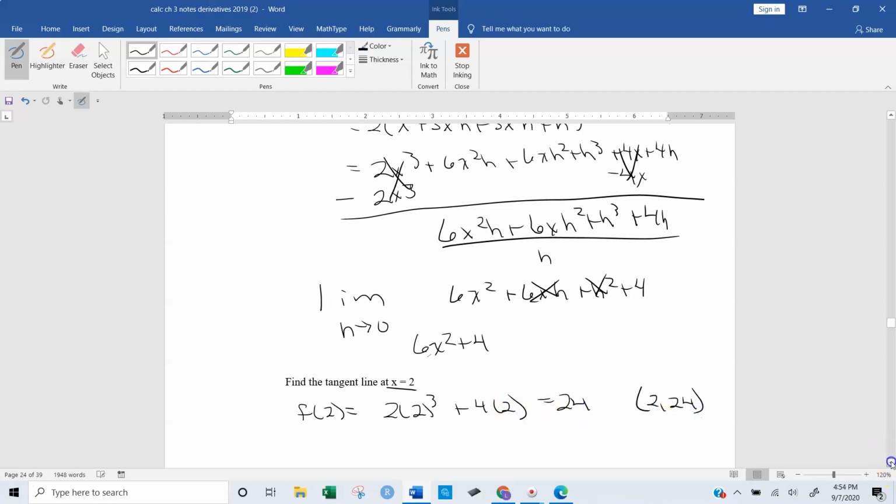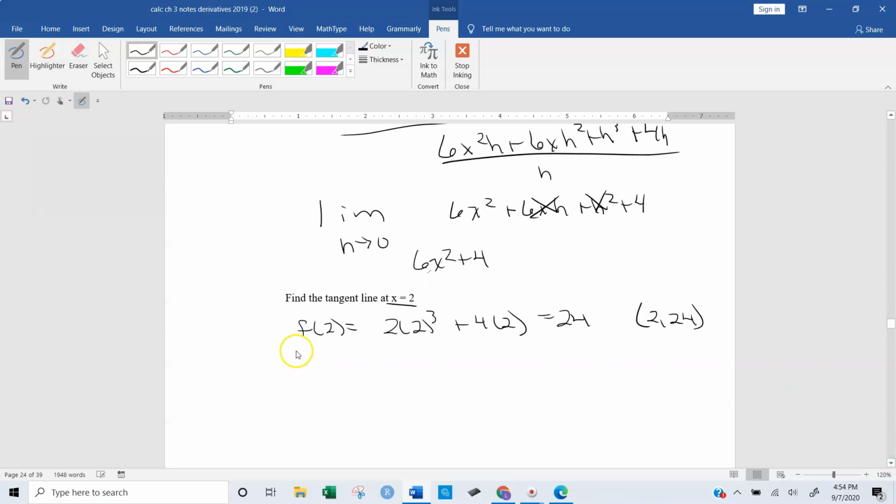Now we got to find our slope, which I always write as f prime of 2. So our first derivative is how this is read. We're going to plug this into here. So we're going to get 6 times 2 squared plus 4. Plug that in your calculator and you get 28. And this is your slope.